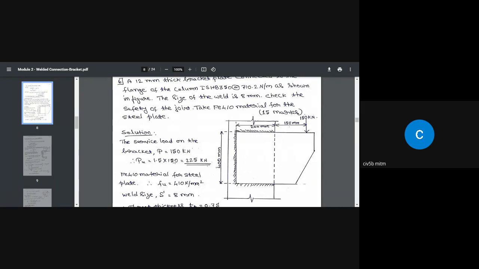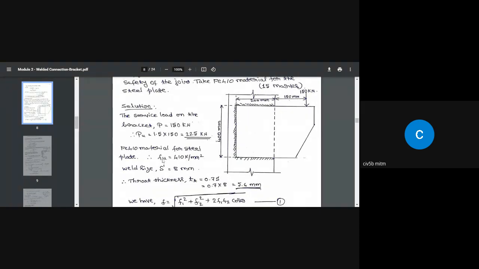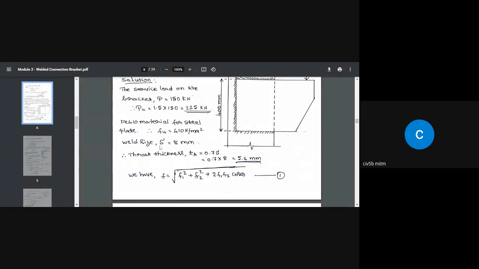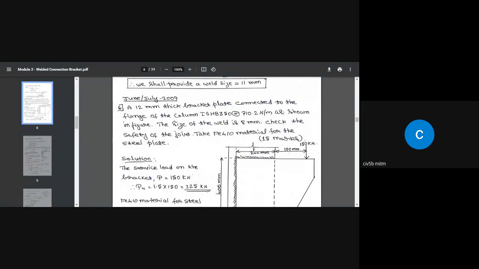Service load given is 150 kilonewton. Therefore, PU, that is the ultimate load or design load or factored load, equals 1.5 multiplied by the service load, that is equal to 225 kilonewton. For the weld material and the plate material, we take the value equal to 410 Newton per millimeter square. Weld size is 8 millimeter, so the thickness of the throat equals 0.7 times the weld size, which is 5.6 millimeter.